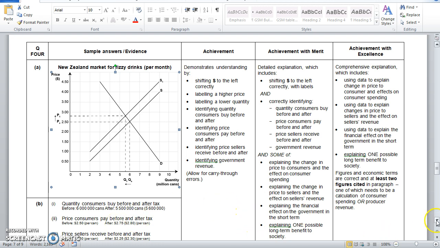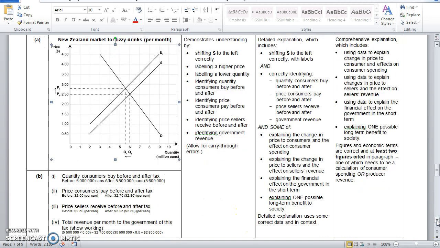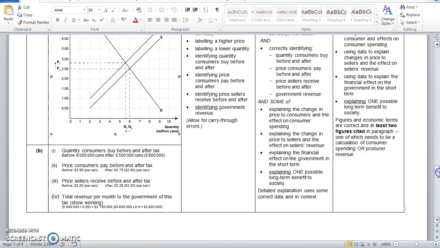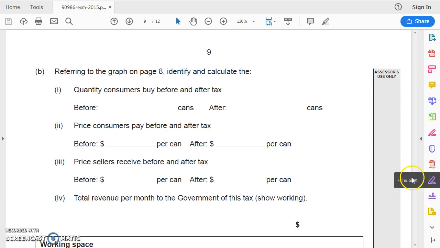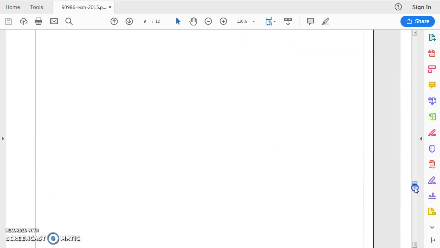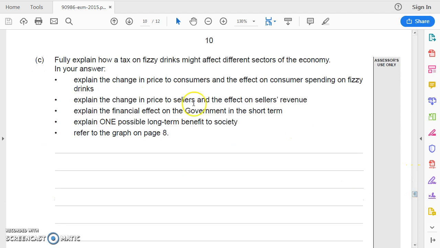Alrighty, so just looking at B, if you did B in the graph, then you would have actually got an A4. You can see that here. They don't actually require you to do any explaining, like any writing. So I don't know if that makes you feel happy or not. But for A4, you would have to get everything correct here. You might as well do some writing if you've done that, because the writing is just explaining what you've calculated. So for merit, it's saying here on page, I think it's 10, the change in price to consumers and the effect on consumer spending.